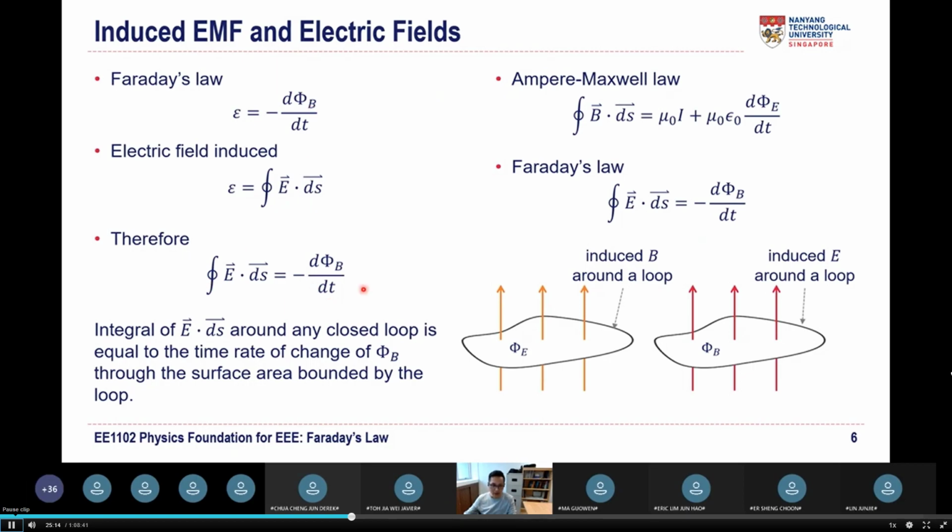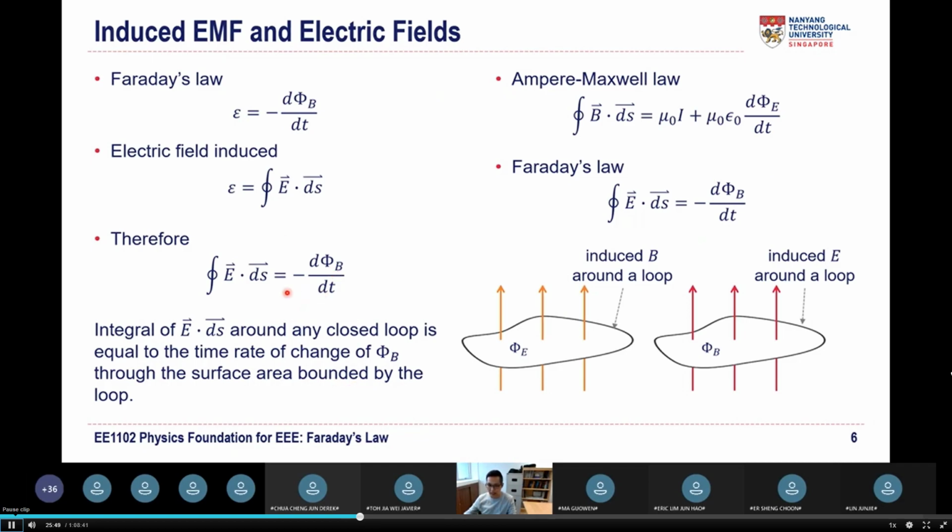What this equation means is that if you take a line integral of the electric field around any closed loop, it is going to be equal to the rate of change of the magnetic flux that is going through that closed loop, bounded by the loop.